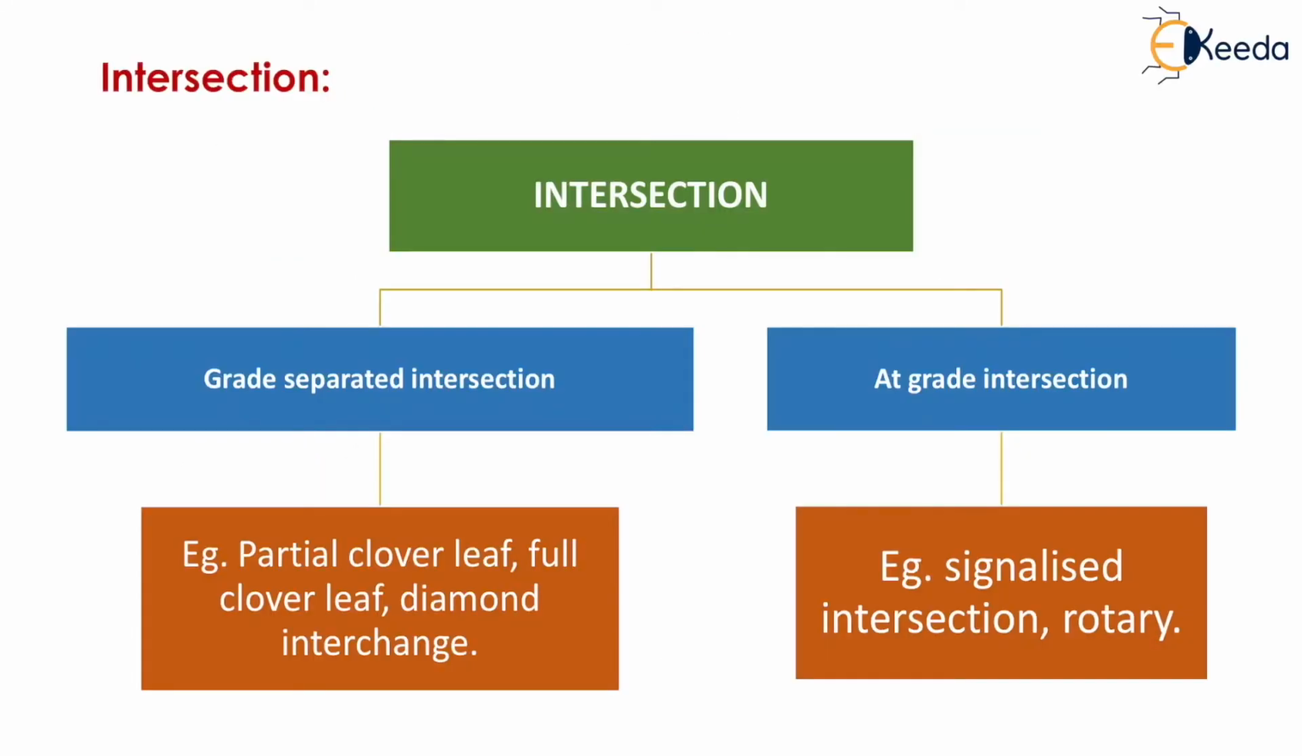Now we have subdivided the intersection into two parts. The first one is grade separated intersection and the next one is at grade intersection. Various examples of grade separated intersections are partial clover leaf, full clover leaf, diamond interchange, etc. And examples of at grade intersection are signalized intersection and rotary.